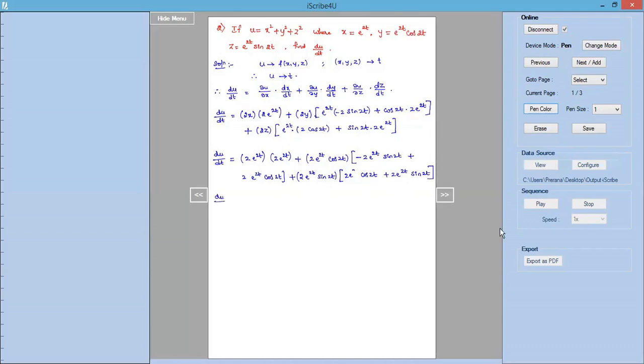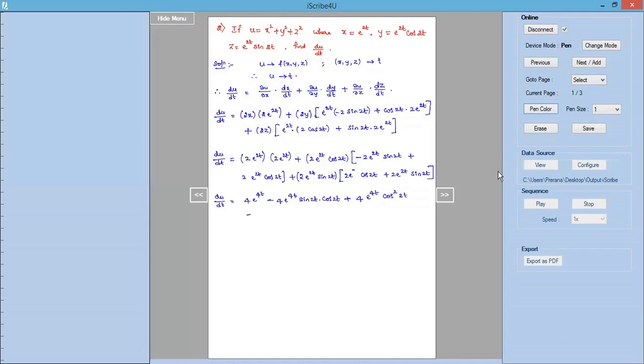So du by dt is equal to 2 into 2, 4 e power 4t. When the bases are the same, powers are added in a product. Plus into minus: we have plus outside here and a minus sign here, so I'm multiplying these two terms. This gives me minus 4 e power 4t into sine 2t into cos 2t. Next term is plus 2 into 2, 4 e power 4t into cos square 2t.